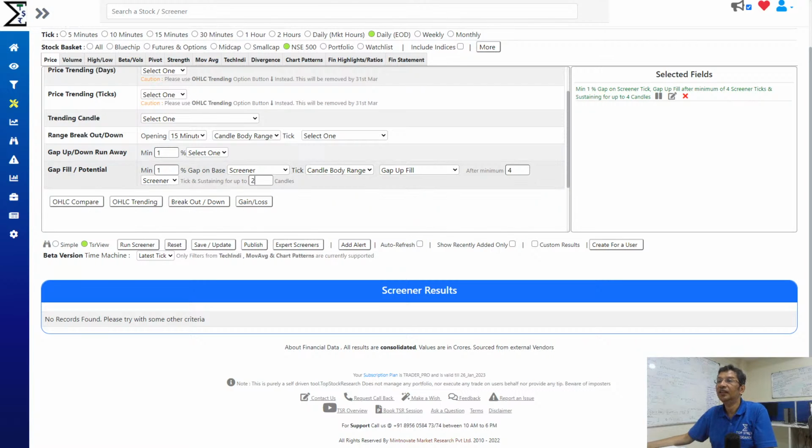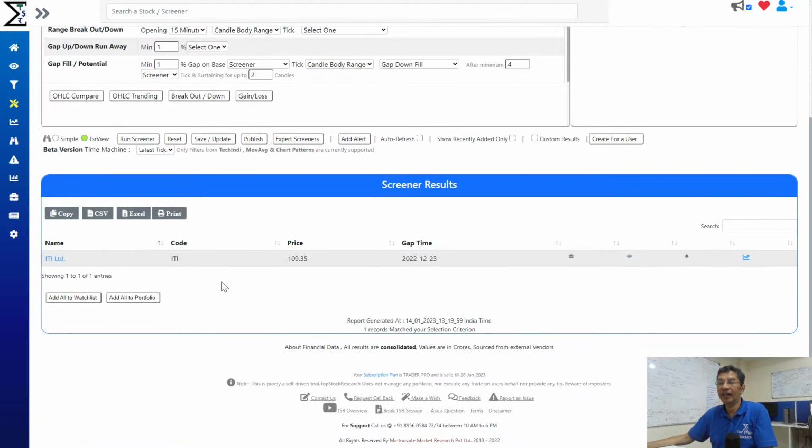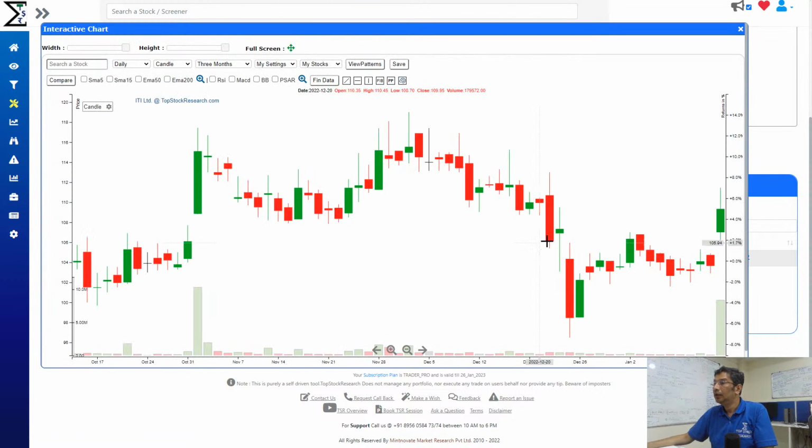Let's see if there's anything we can get. Nope. Okay. Body range, gap down fill. Let's see if there's any stock which matches the criteria. Again, the ITI stock that we see. The gap was on 23rd December. It came down, and then a nice tweezer came out here, and then it started moving out. It has not only filled the gap, but it is sustaining also from that level. So this is how you'll find it.